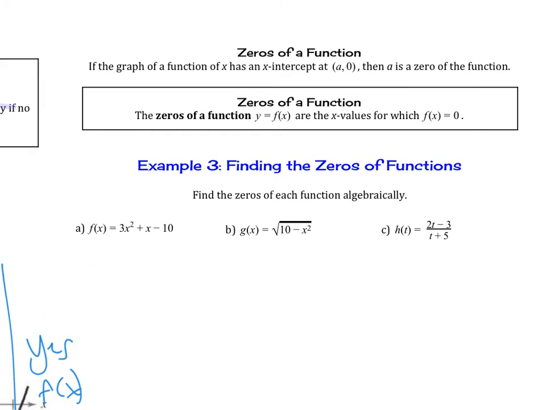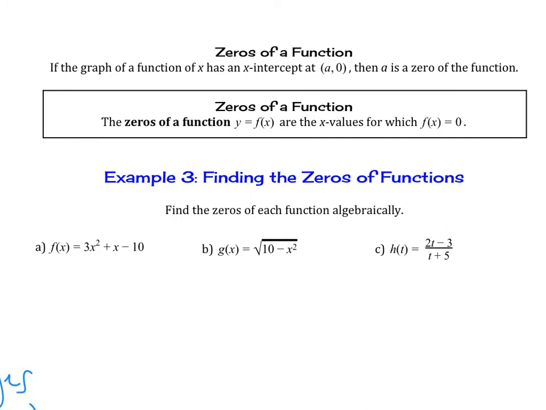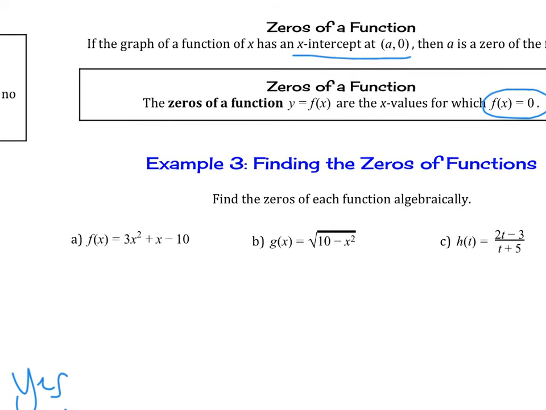Let's find the zeros of a function. If a graph of a function of x has an x-intercept at (a, 0), then a is a zero of the function. So when we're finding the zeros of the function, we're trying to find the x-intercepts. What we did previously is you just set f of x equal to 0 and then solve it algebraically. So let me do the first example.